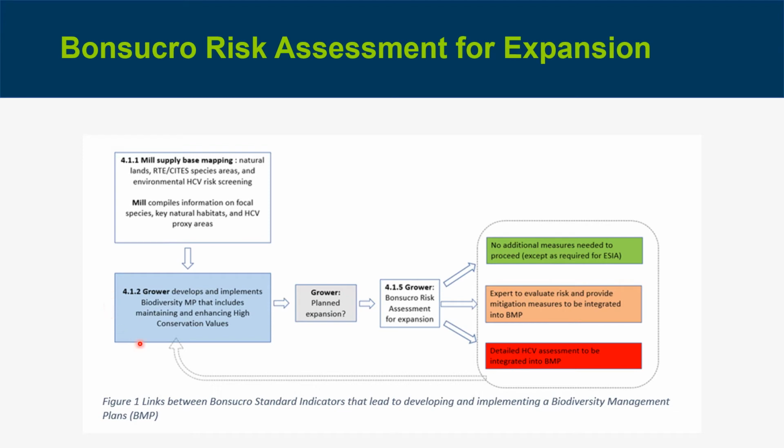We have the management plan of these areas. And after that we have 4.1.5, where the intent is to avoid agricultural expansion into areas of natural ecosystem generally, and to avoid expansion that leads to loss or degradation of HCVs. So prior to preparing the lands for expansion, the operator completes the Bonsucro risk assessment for expansion and implements the risk mitigation procedures by completing some risk questions.